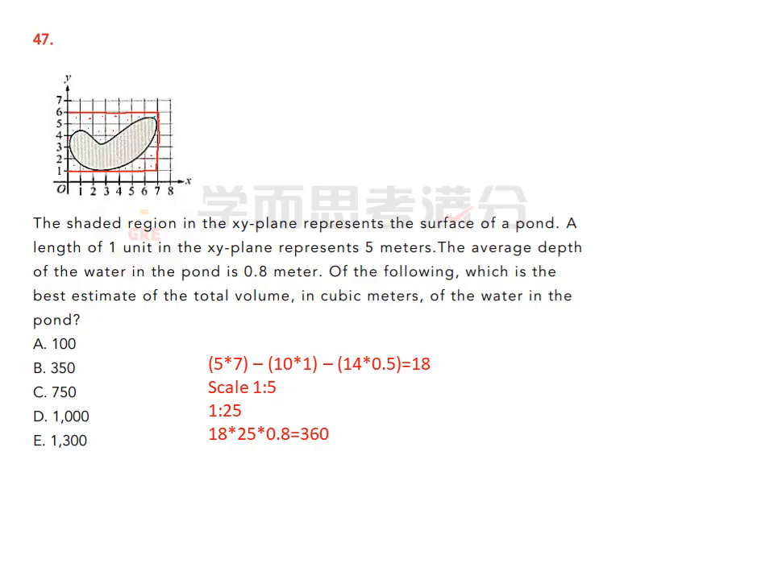So it didn't give the exact number here, but the best estimate would be 350. So our answer is 350. To solve the question, we need to find out how many full squares and how many half squares there are. Then we take the area of the pond, that is 5 multiplied by 7, and take the difference from the full squares and the half squares, and then multiply the result by the scale and the average depth. That's how we get the answer.